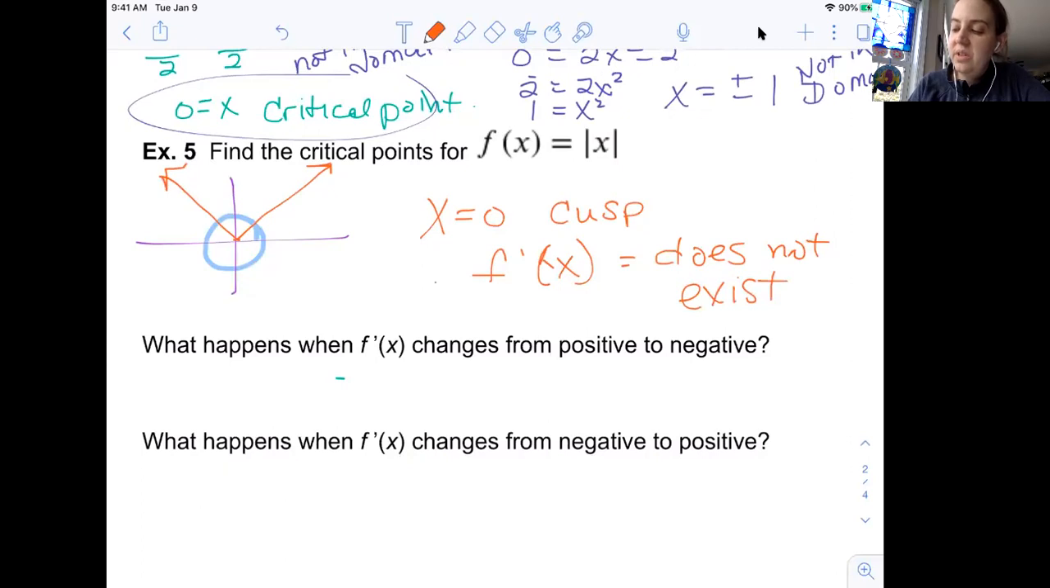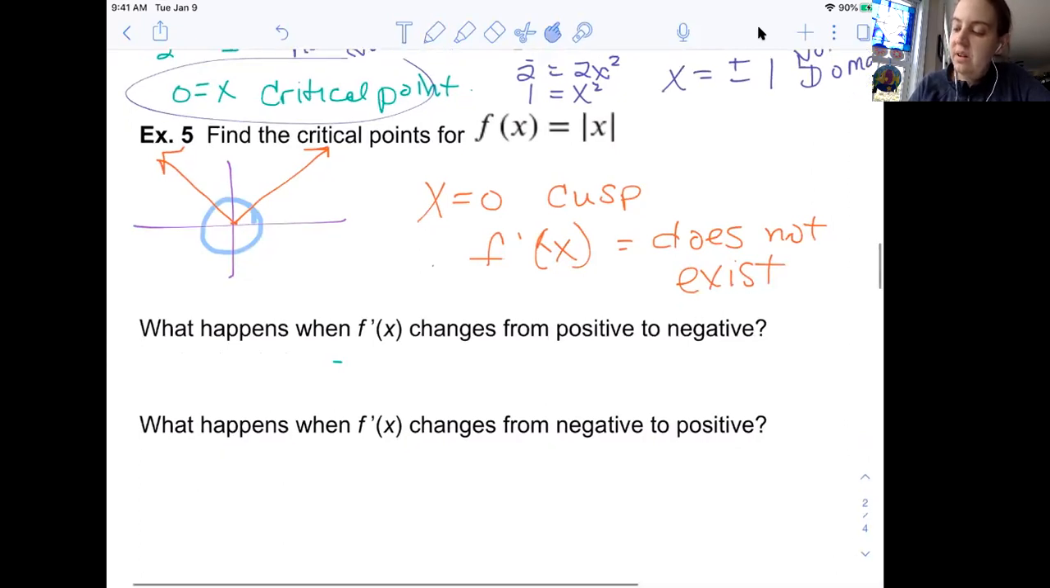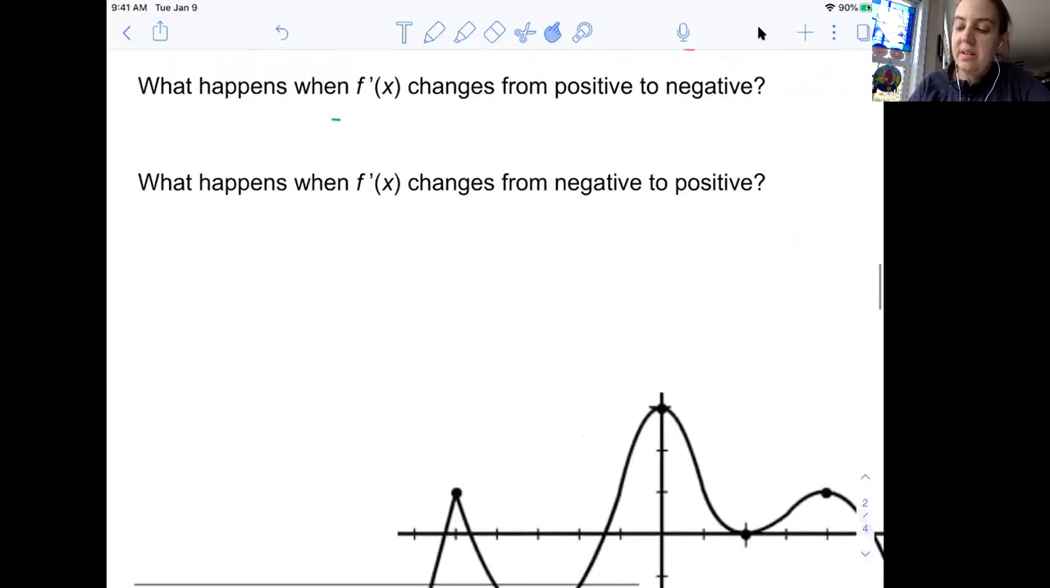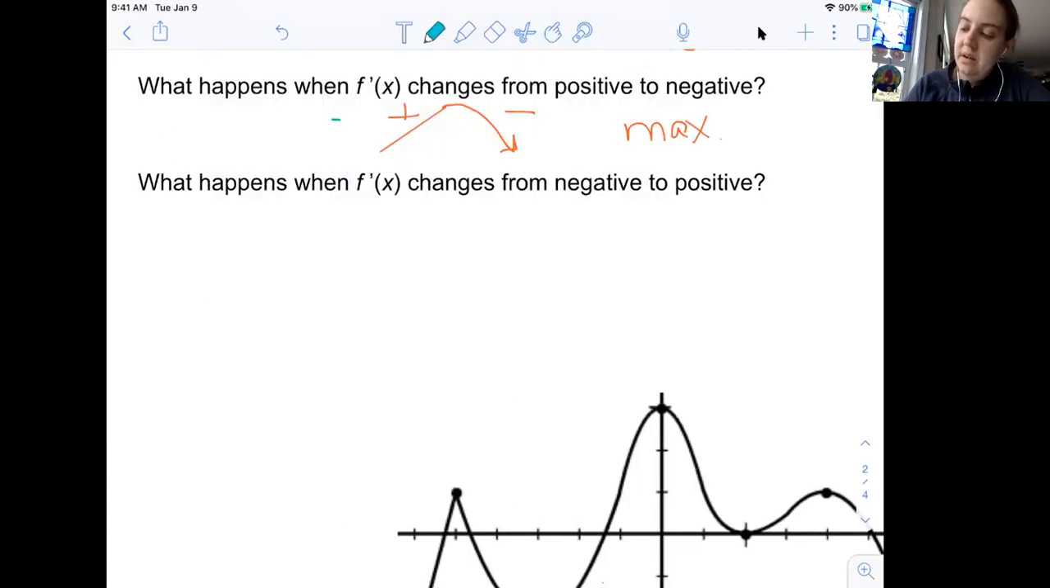Now, these next two questions are a step ahead. They're really kind of for section 4.3, but I think we can talk about them. What happens when the first derivative changes from positive to negative? So when my slope switches from increasing to decreasing. Well, if I switch from increasing to decreasing, I have a maximum. If I switch from negative to positive for my slope, f prime of x would look like this. First derivative is negative, first derivative is positive. What happens when you switch from negative to positive?